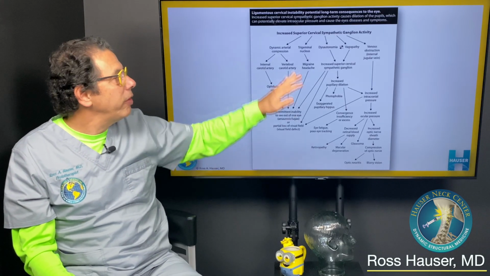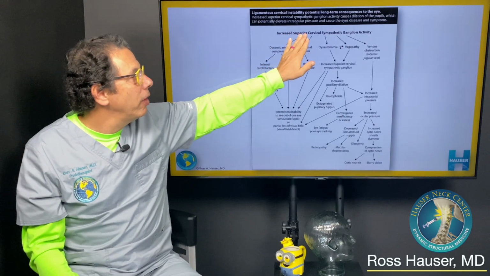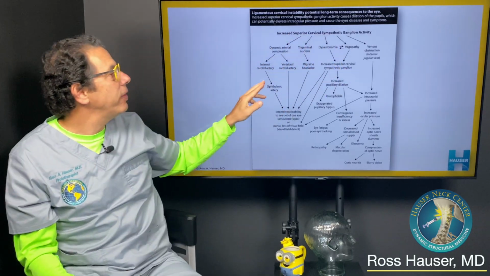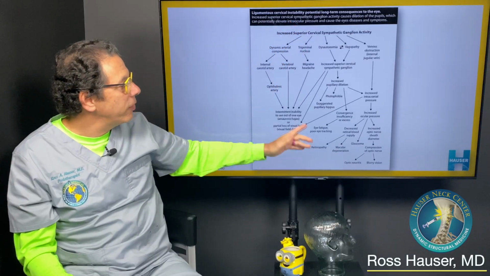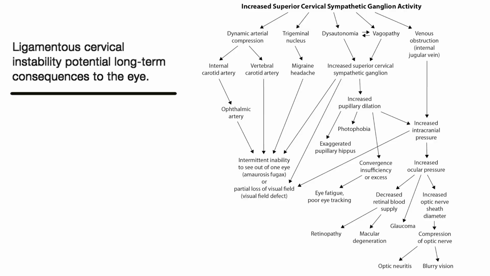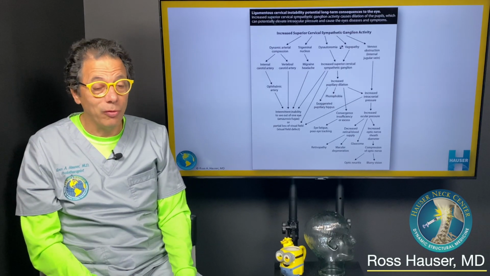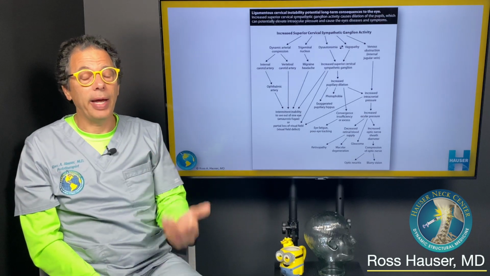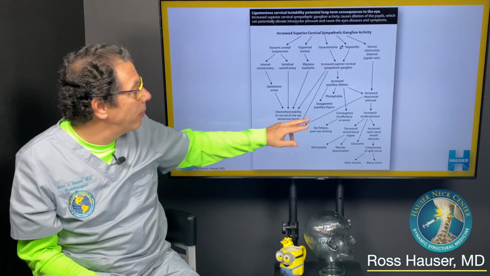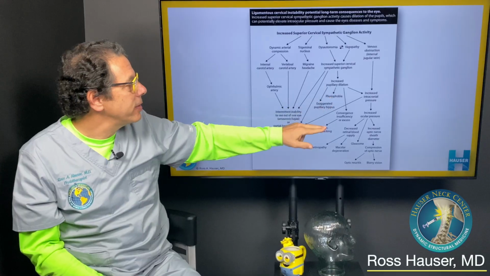This explains in more detail about if you have increased superior cervical sympathetic ganglion activity, and it can cause all these things. It can cause exaggerated pupillary hippus. You can have intracranial pressure go up, and of course that can increase eye pressure and cause, in my opinion, all kinds of things: optic neuritis, blurry vision, compression of the eye nerve. If you have glaucoma, macular degeneration, retinopathy, and nobody knows the cause, you really might want to have your neck looked at. We talked about light sensitivity.